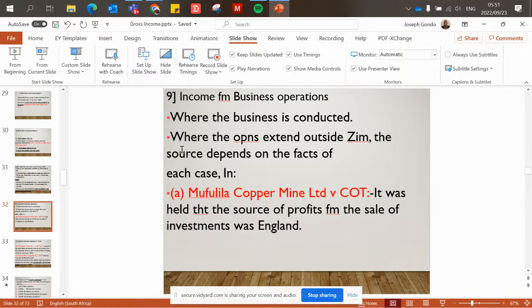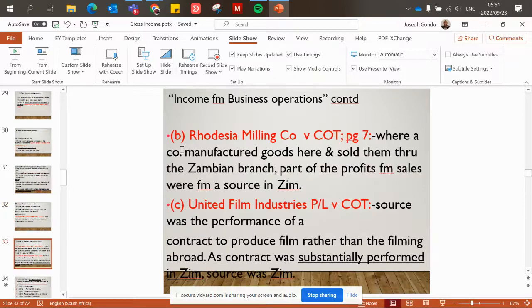What about income from business operations? Is where the business is conducted, where the operations extended outside Zimbabwe. The source depends on the facts of the case, and it was decided in this case law. Okay.